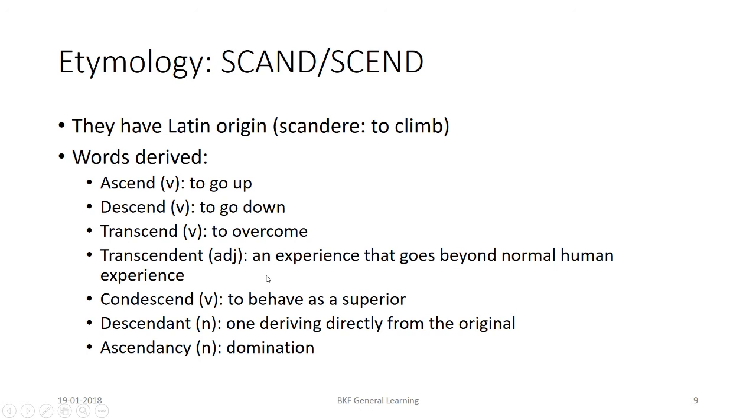Transcendent is an adjective. It means an experience that goes beyond normal human experience. Condescend is a verb, it means to behave as a superior. Descendant is a noun, one deriving directly from the original. Next is ascendancy, which is a noun, it means domination.